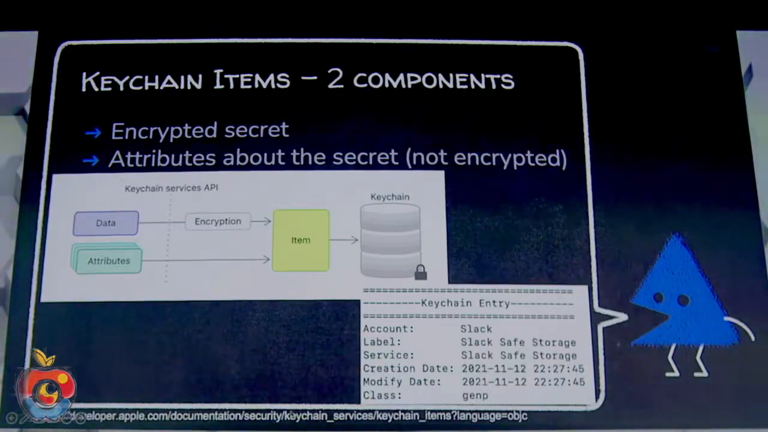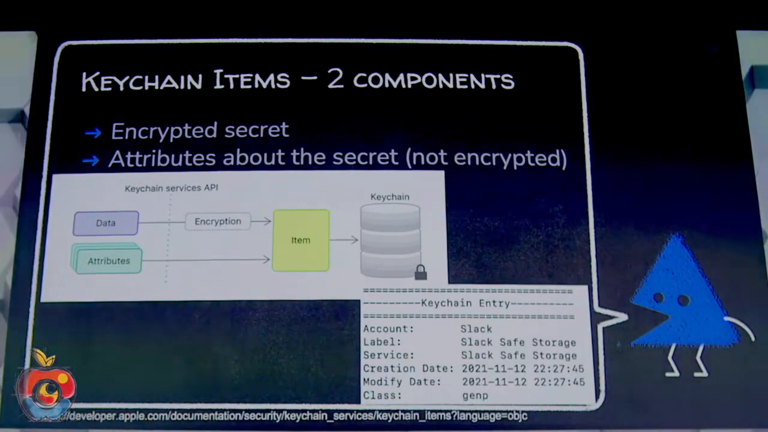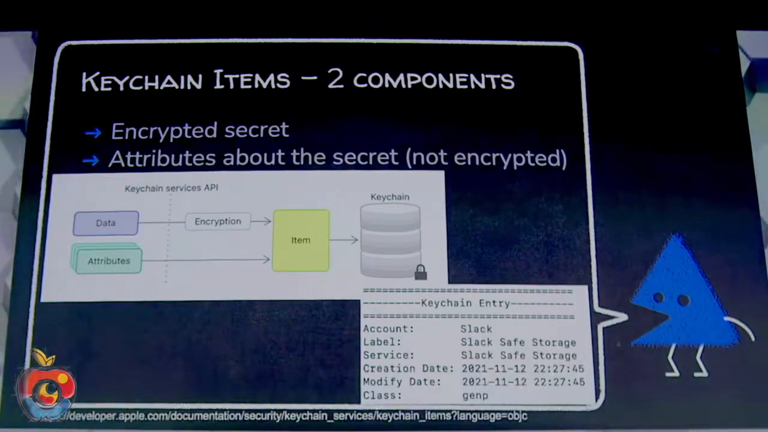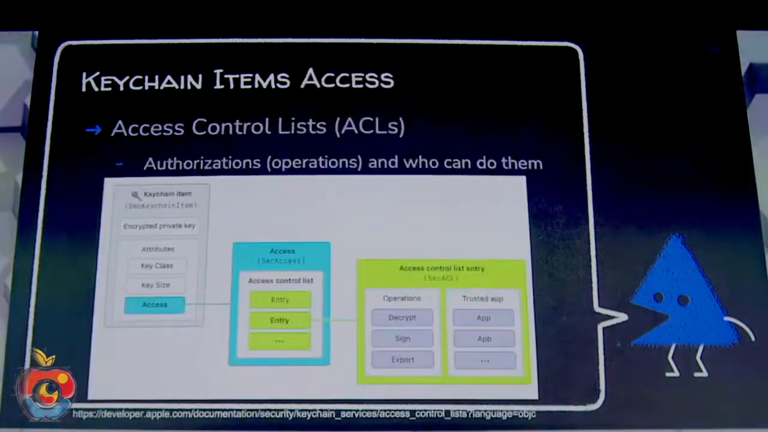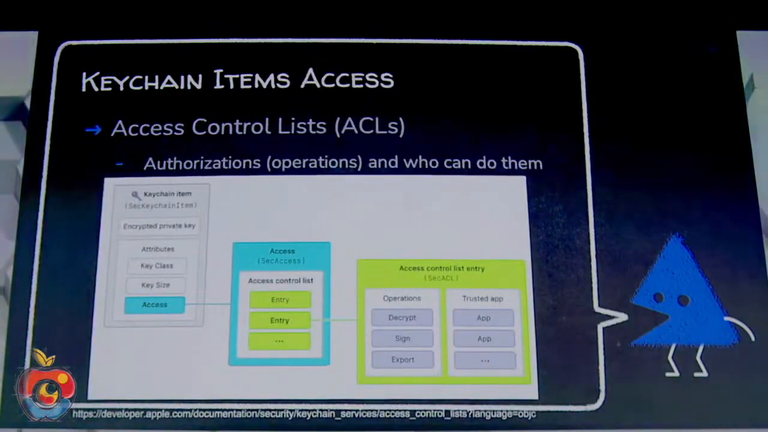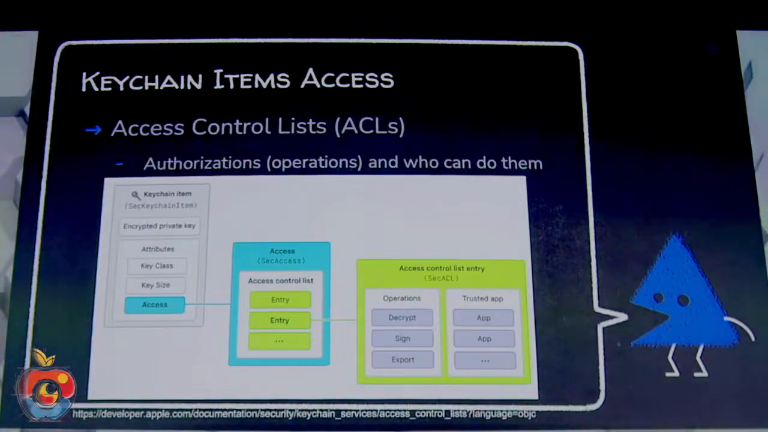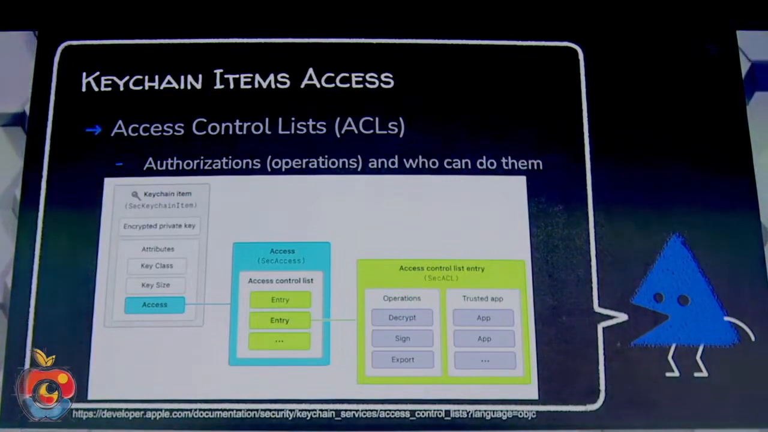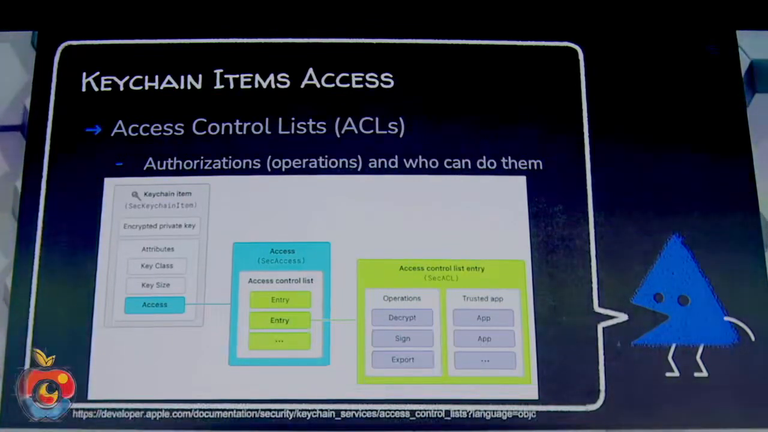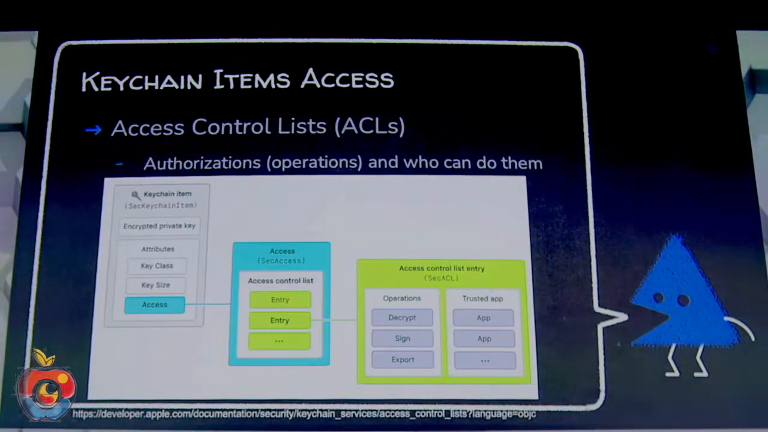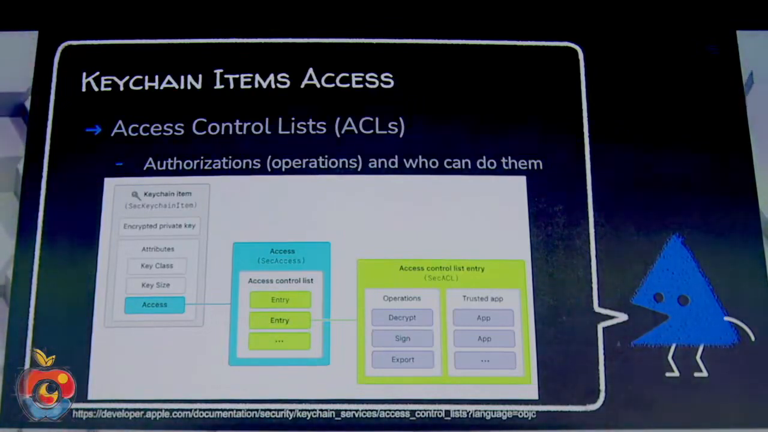Is this a password? Is this an internet password? Is this a key, a certificate, an identity? What is this thing that we're looking at? The other big thing associated with all these attributes is access control lists. Every keychain entry has a thing that you're trying to store, ideally for use later on, right? You're saving a password that you can then use to log in somewhere. You're saving a key so that you can use it to sign something, right?